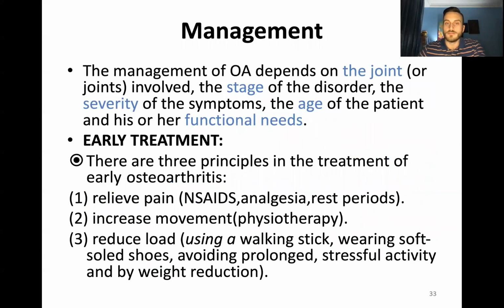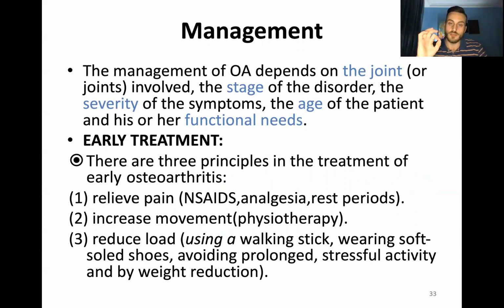How to manage? The most important part in the management of any disease with osteoarthritis: because the patient is complaining of pain, you have to give a painkiller. This is one of the most important. Painkillers: paracetamol or Brufen or non-steroidal anti-inflammatory drugs. Usually it's an inflammatory process, that's why we prefer to give non-steroidal anti-inflammatory drugs.